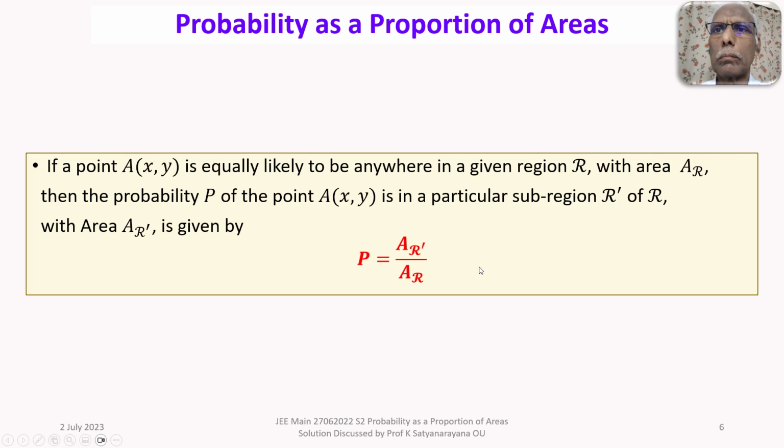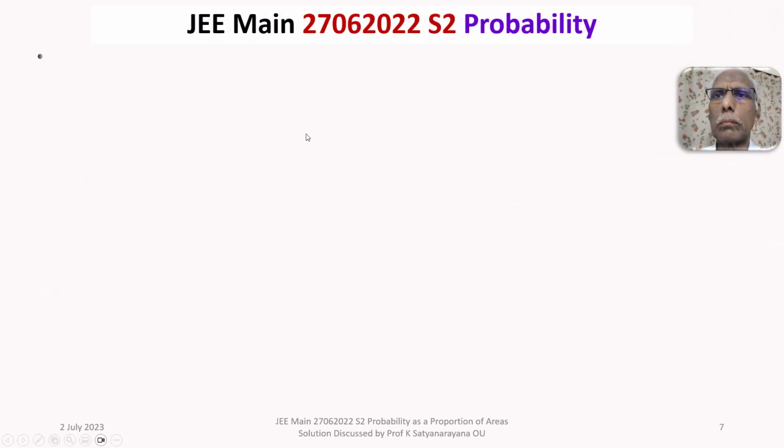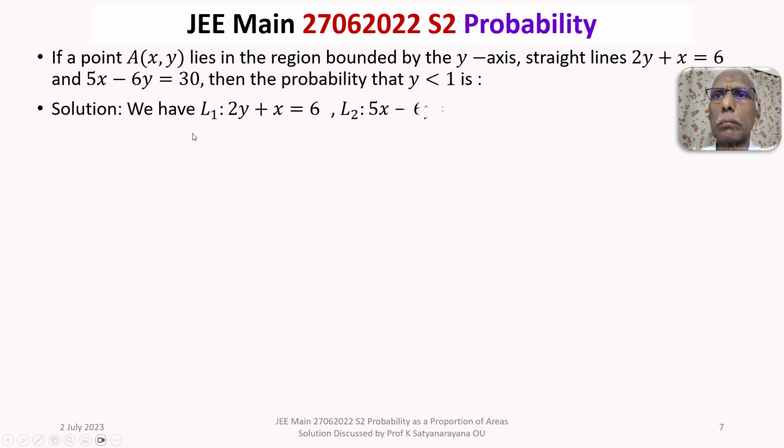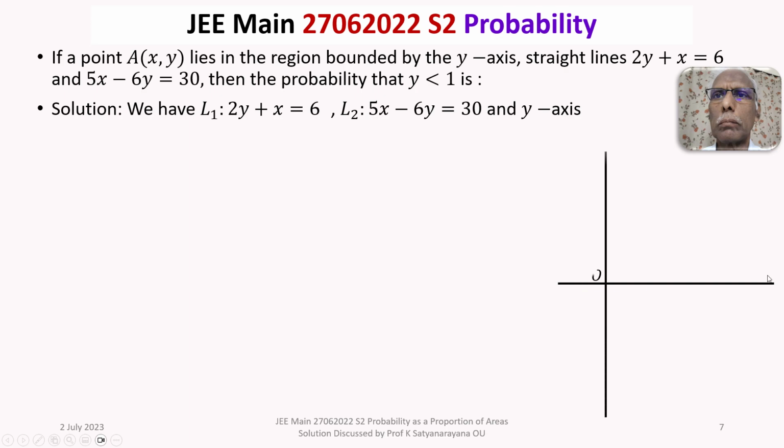So that's the probability. Now let's get into the question and solve it. That's the given question to us. We now discuss the solution of the problem in detail. We have two straight lines, call them L1 and L2, where L1 is 2y plus x is equal to 6 and L2 is 5x minus 6y is equal to 30, and the y-axis. So this is the x-axis, the y-axis and the origin O.